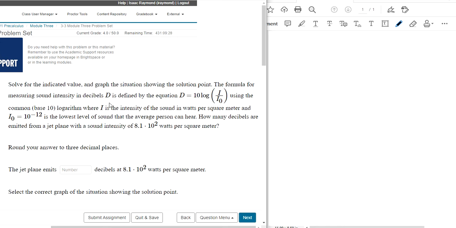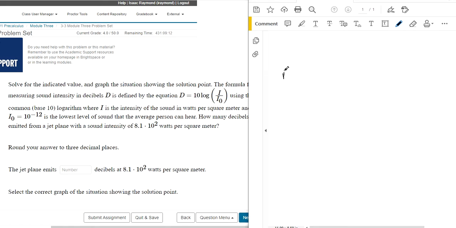Okay, so we're given an equation for the number of decibels. D equals 10 times log I over I sub 0. They define I and I sub 0 a little bit for us. This is I, right? 8.1 times 10 to the second. They want us to solve for D because they're asking for how many decibels. That's D.